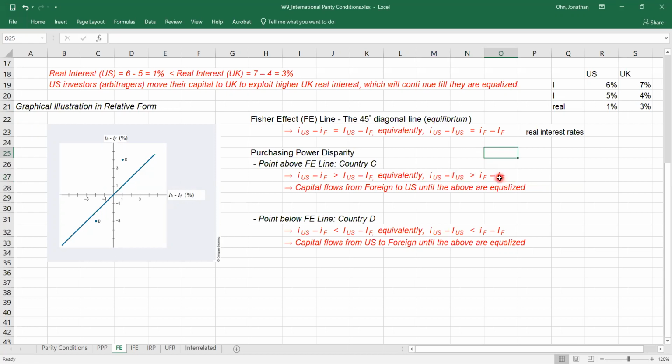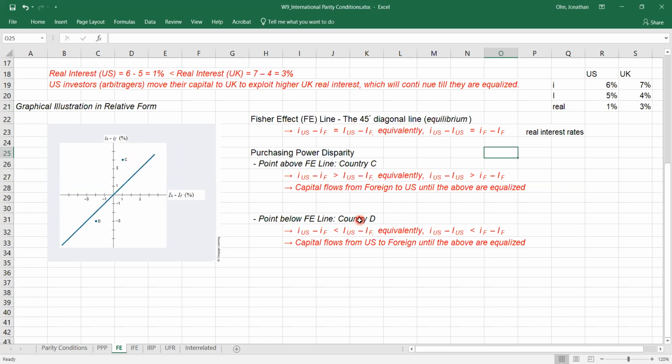So what do you expect? Capital will continue to flow from the foreign country to the US because the real interest rate in the US is higher. In this case, we don't know which one is more flexible, right? So this one could approach somewhere, could be this way, could be this way, to achieve Fisher effect equilibrium.